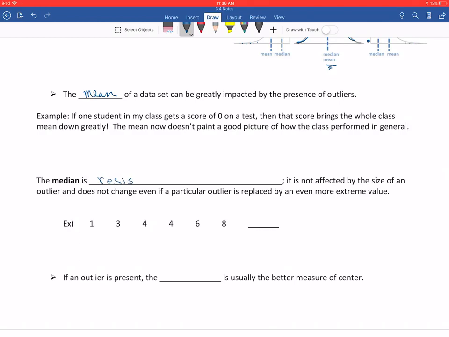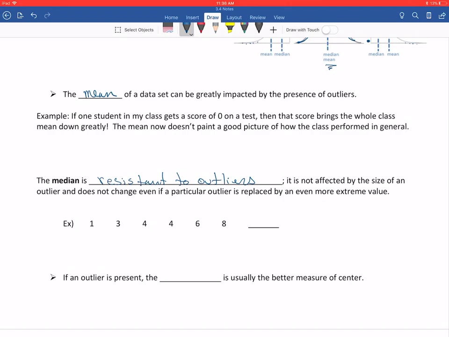The median is what we call resistant to outliers. It's not affected by the size of an outlier, and it doesn't even change if a particular outlier is replaced by an even more extreme value.